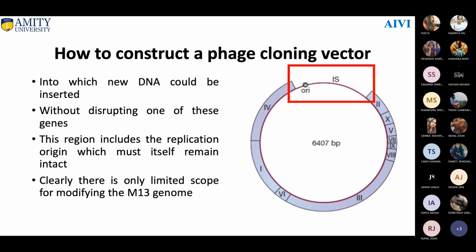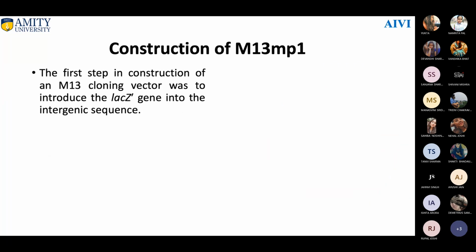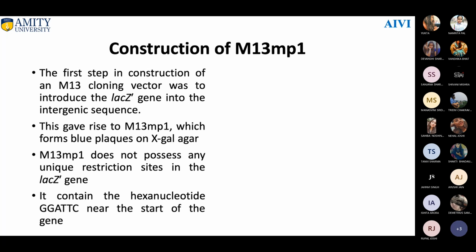Okay, so into which DNA could be inserted? That's why I mentioned that you can insert or you can disrupt it. So this is the only scope you have. Now I want to construct a vector. The first vector that was constructed was based on the M13 bacteriophage, that is M13MP1. So what properties does it have?